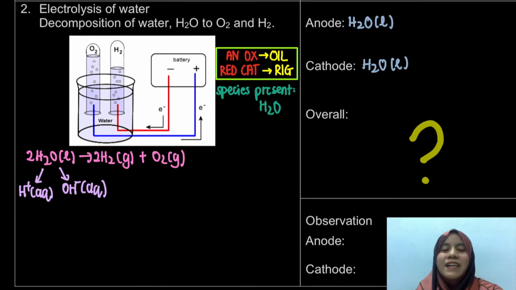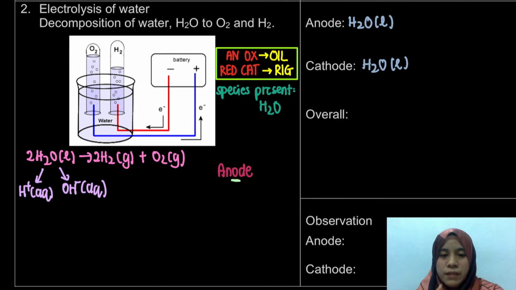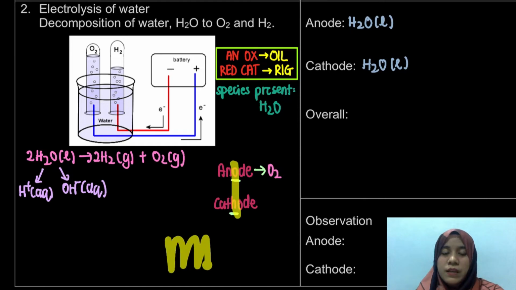So how to know it? Here is a hint for you to remember. For anode, when you look at the middle, anode has O in the middle. So it means that we have oxygen in the product. For the cathode, when we check the middle, it's H. The middle letter will be the gas present. So here will be H2 gas.